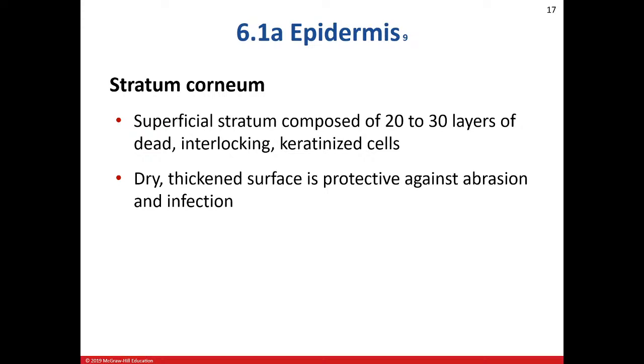Then lastly, the outermost layer is the stratum corneum, where we see 20 to 30 layers of dead cells that are interlocked with one another. Dry, thickened surface is protective against abrasion. That's when we bump into things, and infection. Basically, because there are so many layers of dead cells here, it's hard for bacteria to penetrate through them.